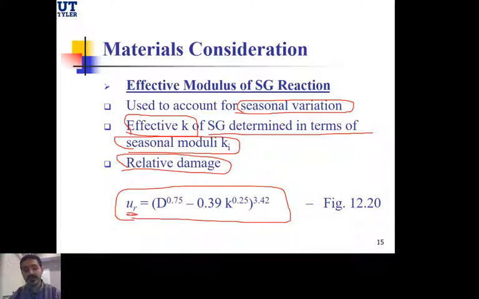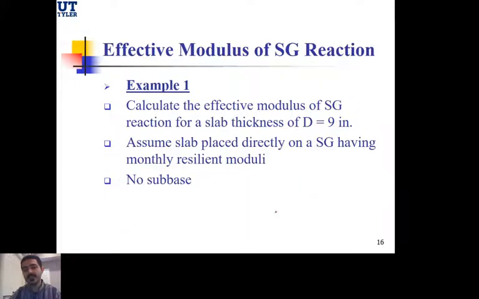So the damage here is equal to the thickness of the PCC layer to the power 0.75 minus 0.39 times K for a certain month, then to the power 0.25, all this to the power 3.42. So let's try to understand what's going on by having an example.